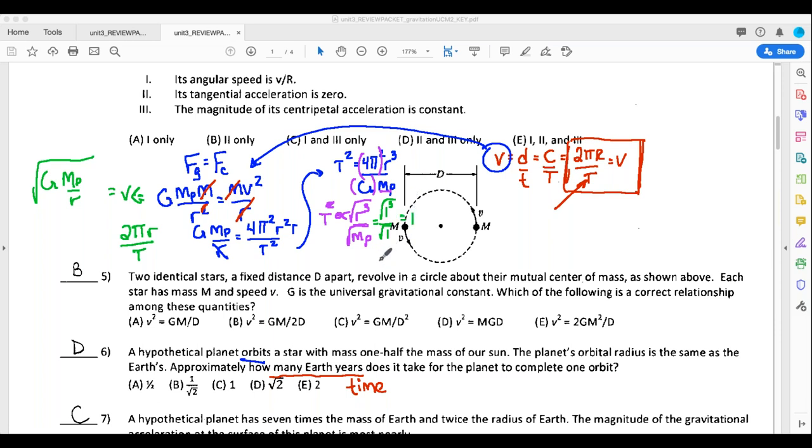If I do it again, except let me do it in a different color, now I do it for this new planet. The radius is still one, right? It's the same orbital radius. So my numerator is going to be one, and the mass of the planet is going to be twice that of Earth's mass. And so we can see that that's going to be 1 over root 2, is equal to the kind of new proportional expression. I should keep this here like this.